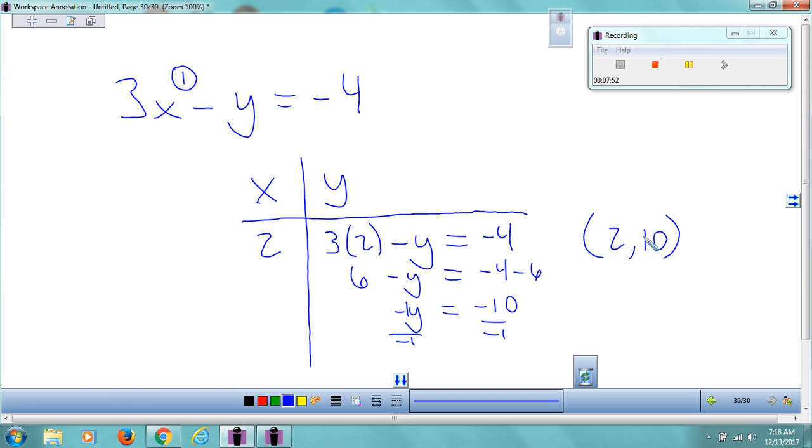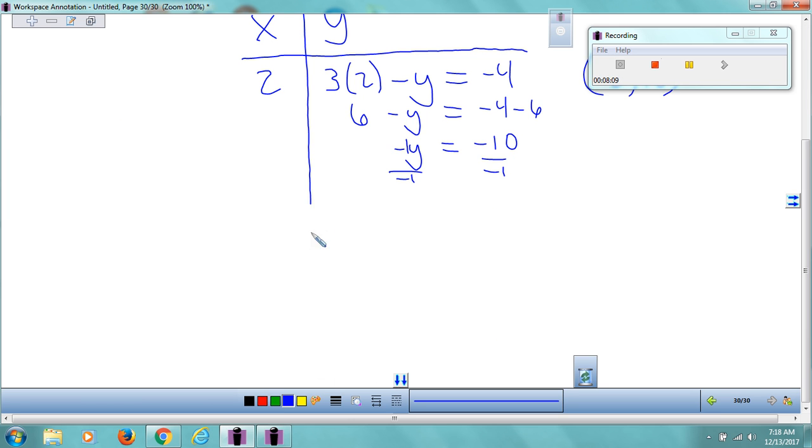Now this is a nice ordered pair, right? But when we look at our graph, do you guys see 10? We go 2 to the right and 10 up, but we don't have 10 up, okay? So even though this is a nice ordered pair, we want to pick values that are going to fit on our graph, all right? So let's try something a little bit smaller this time.